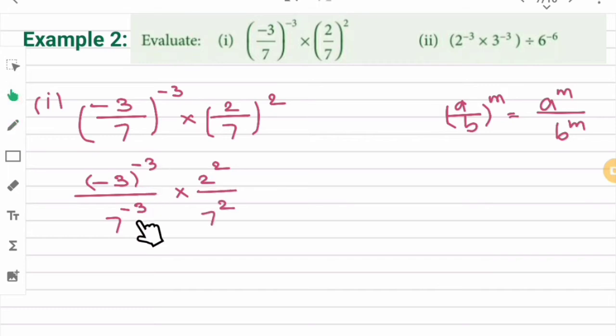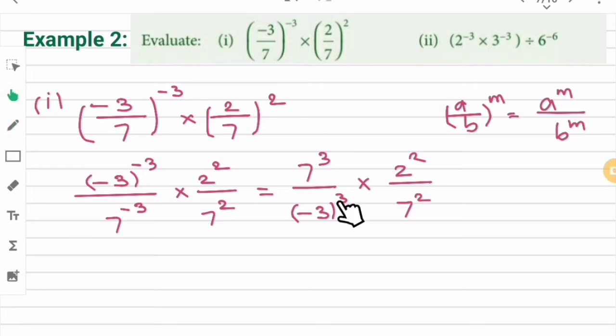And here I am having a negative power. So I am going to take it to the denominator. This I am going to take it to the denominator, and this 7 power minus 3 I am going to take it to the numerator. It will become 7 power 3 by minus 3 to the power 3. And this one as it is 2 power 2 by 7 power 2.